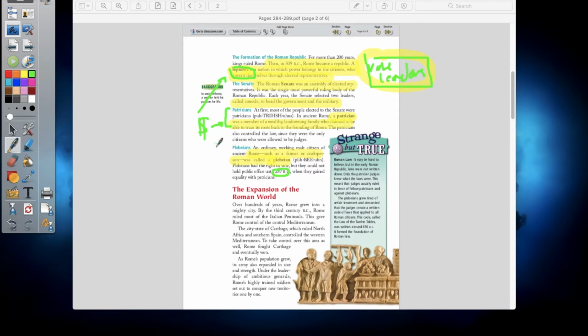The reason why we talk about this and why it's so important is because this eventually leads Rome from being a republic to an empire, and we're going to talk about what caused that to happen in a second. So this caused a lot of turmoil for people right off the bat.